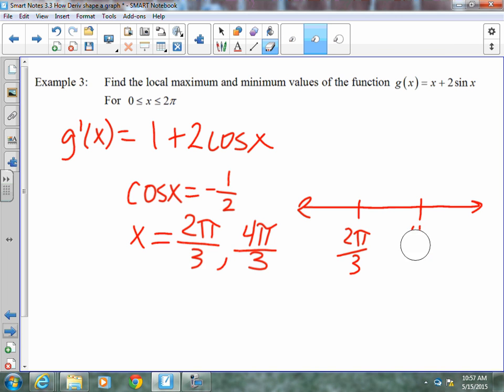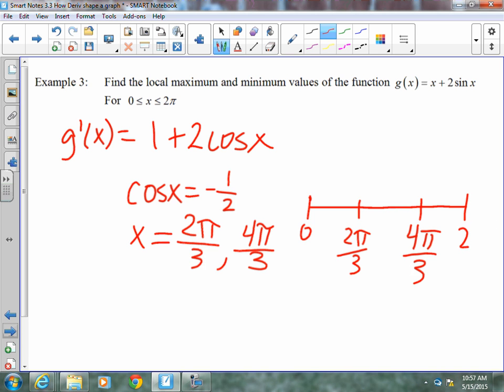Okay, at 2 pi over 3 and at 4 pi over 3. And really, our number line only has to go from 0 to 2 pi because they gave us endpoints. So, let's check a number between 0 and 2 pi over 3, like pi over 2. We plug it in here. Pi over 2 has a cosine value of 0, times 2 plus 1 is a positive value.